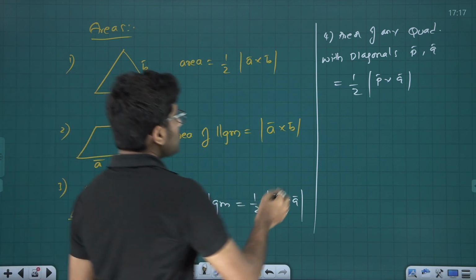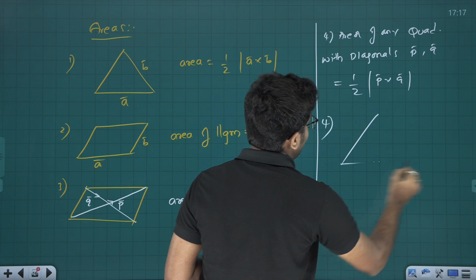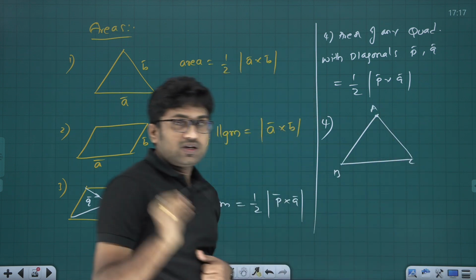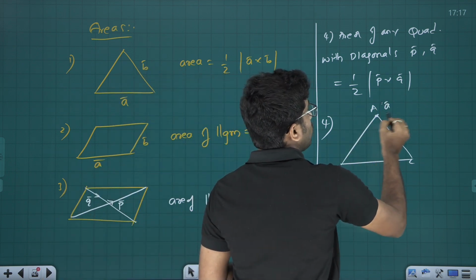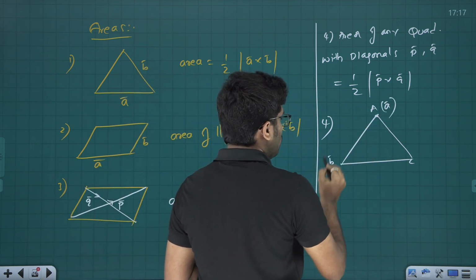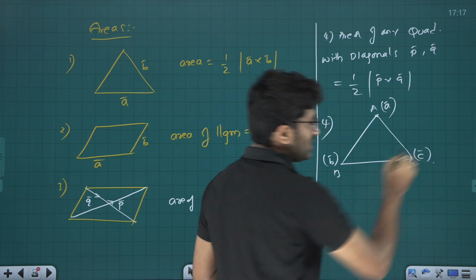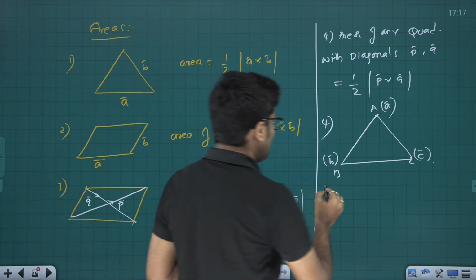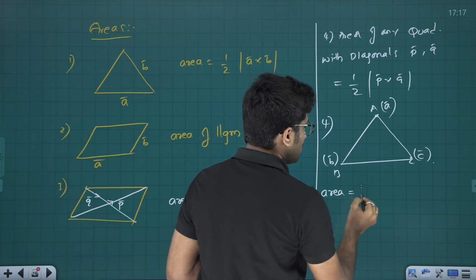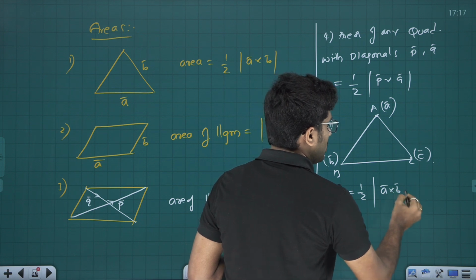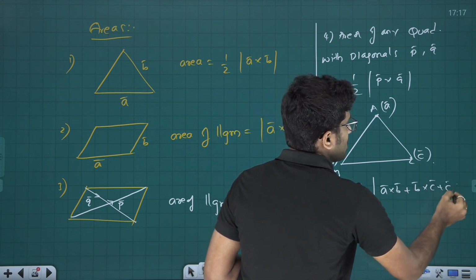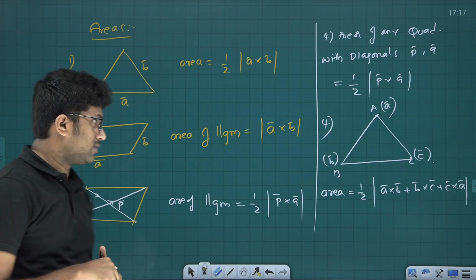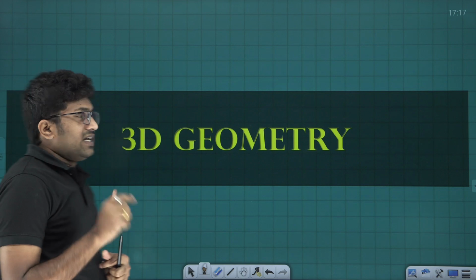And one more thing we also have: suppose the vertices of a triangle are given, let's say A, B, C are the three vertices of the triangle. A bar is the position vector of point A, then the position vectors of point B and point C. These three are vertices. In this case, these two are sides. So if vertices are given, then the area of the triangle is equal to half of mod of A bar cross B bar plus B bar cross C bar plus C bar cross A bar. So these are the important formulae from applications of cross product. So that is regarding vectors.